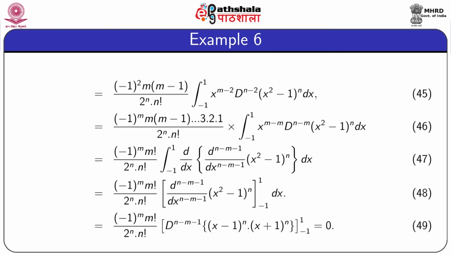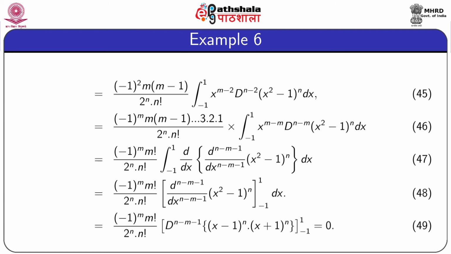If you continue the process, you will be arriving at equation number 45, which is minus 1 whole to the power 2 into m into m minus 1 divided by 2 to the power n into n factorial, multiplied by the given integration. We continue this till m times, and you will be getting minus 1 whole to the power m into m factorial divided by 2 to the power n into n factorial, integration from minus 1 to plus 1 of d/dx of the (n minus m minus 1)th derivative of (x square minus 1) whole to the power n.